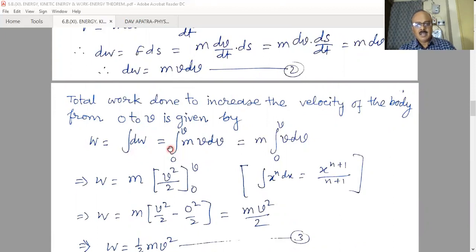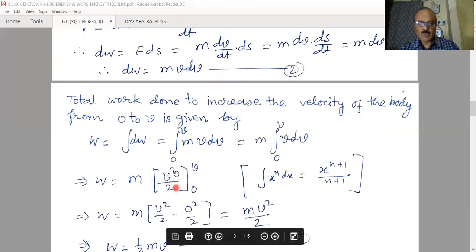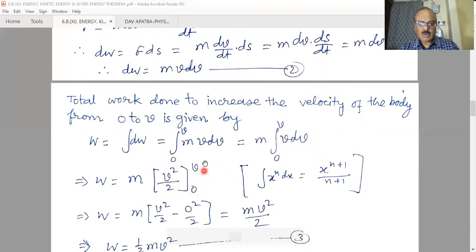In this case, we are already taking that the object was at rest. That means the initial velocity u is 0, and the final velocity is v. In the integral of m v dv, m is a constant, so it is outside of the integration. The integration from 0 to v of v dv is v square by 2, with limits 0 to v.